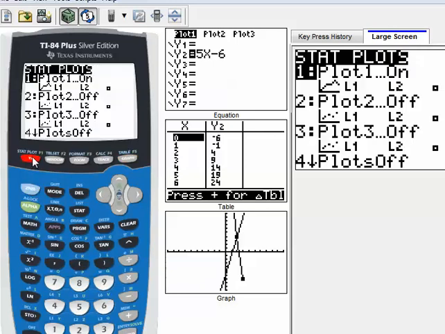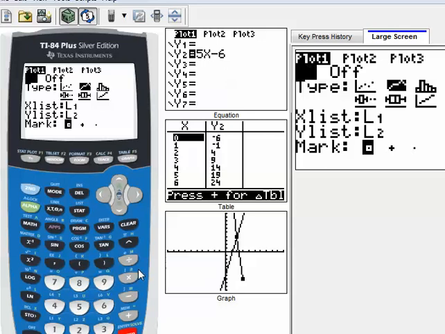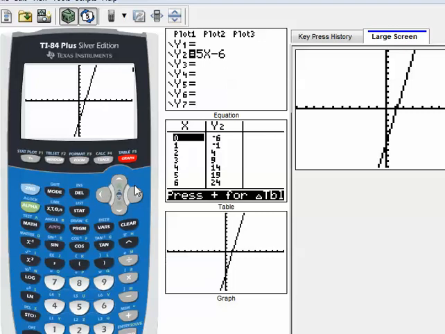Second y equals, in case you have one turned on ever. Second y equals, go into it, and turn it off. Thank you. Now hit graph and it'll be gone. There's our y equals 5x minus 6. Notice how it's crossing the y-axis at negative 6. That's when x is equal to 0.